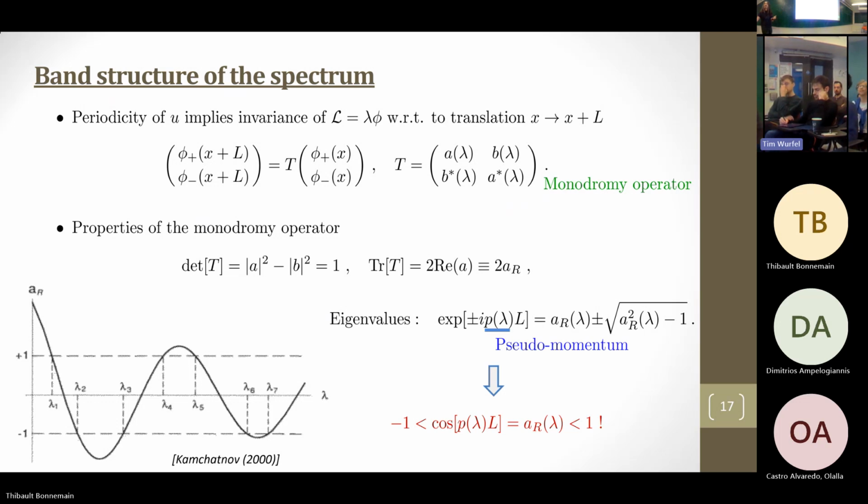What is P again? P is just defined like that. So this is the value of T. Is there a reference for the figure? For the figure, yes, look at Kamchatnov, from the 2000s.